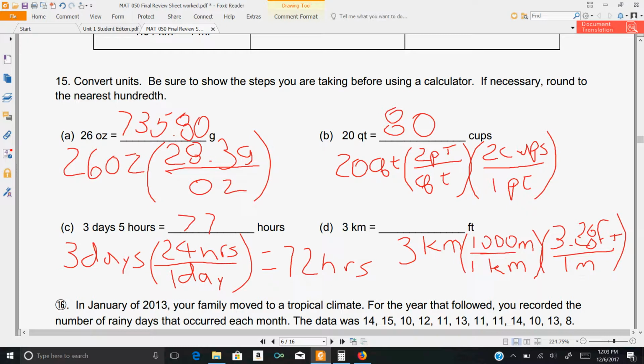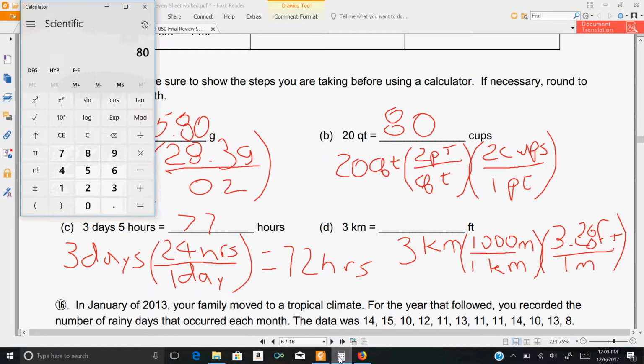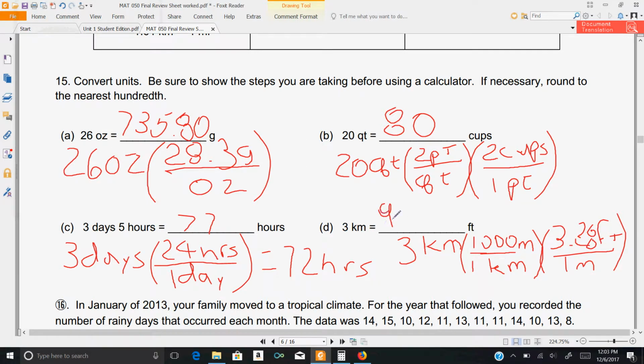And I will do that on the calculator. 3 times 1,000 is 3,000. Times 3.28, 9,840 feet in 3 kilometers.